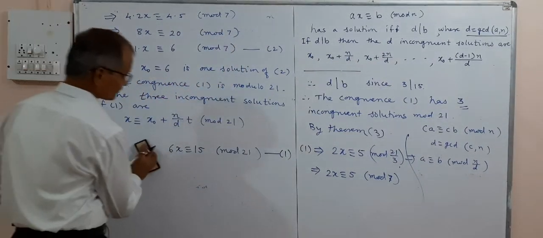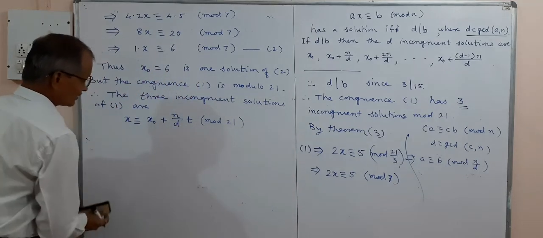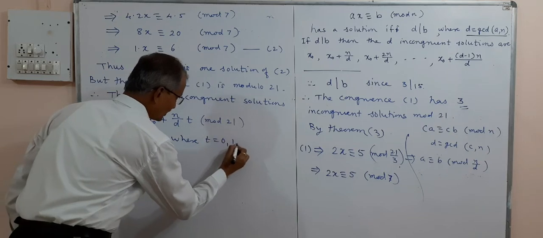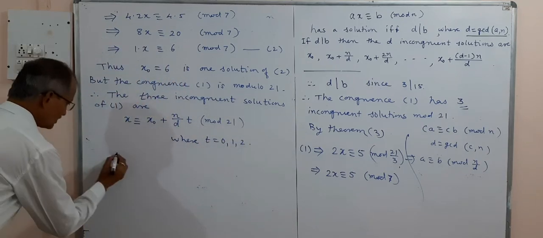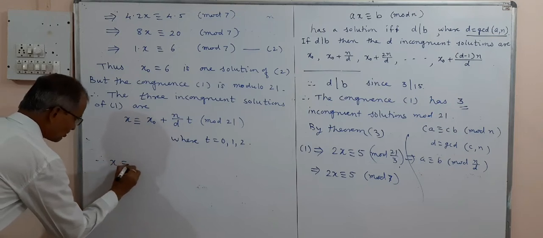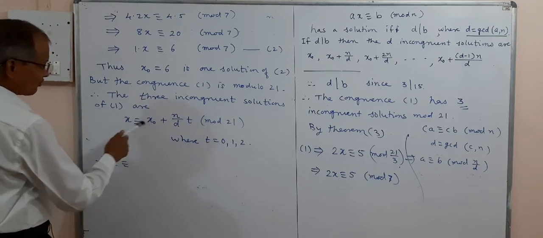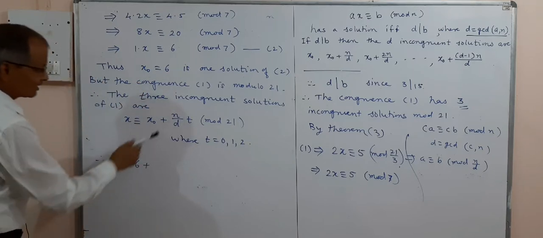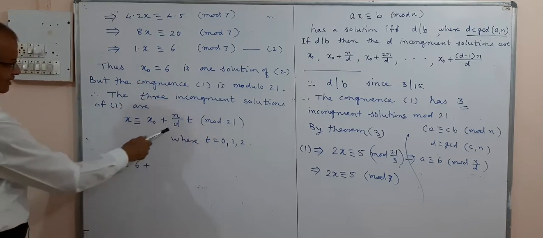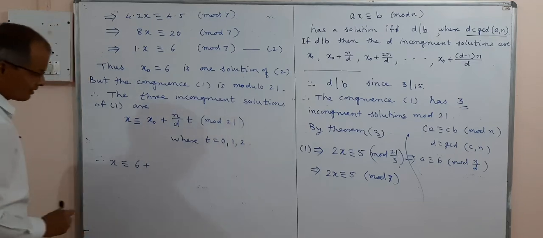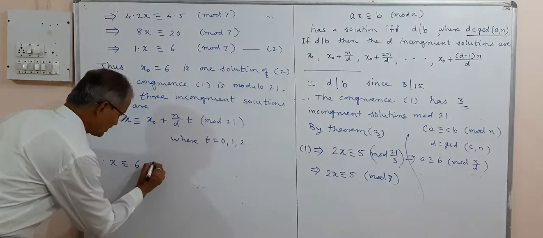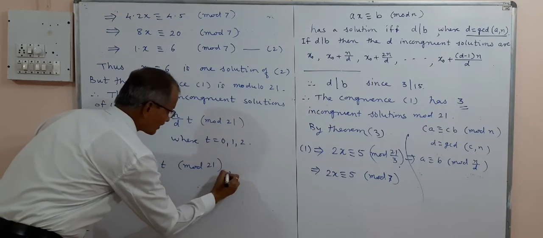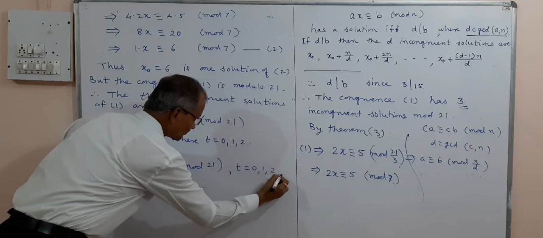So where t is 0, 1, 2, and thus this x is congruent to x naught. Now we shall put the value of x naught. x naught is 6. What is n? n is 21 and d is 3. So 21 divided by 3 is 7. So x is congruent to 6 plus 7 times t modulo 21, t is equal to 0, 1, 2.